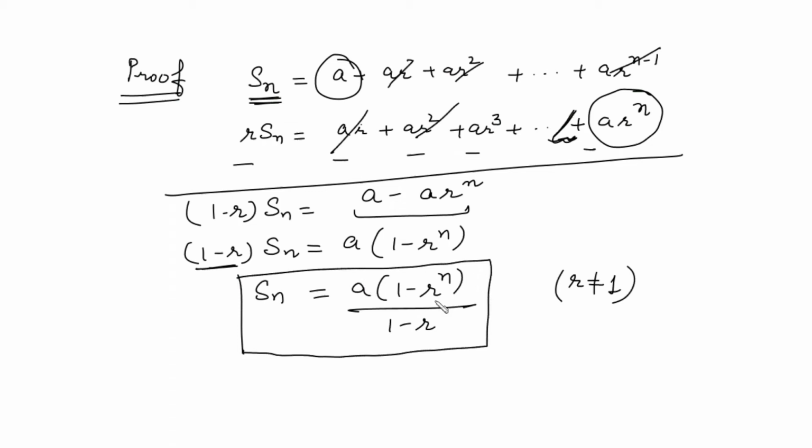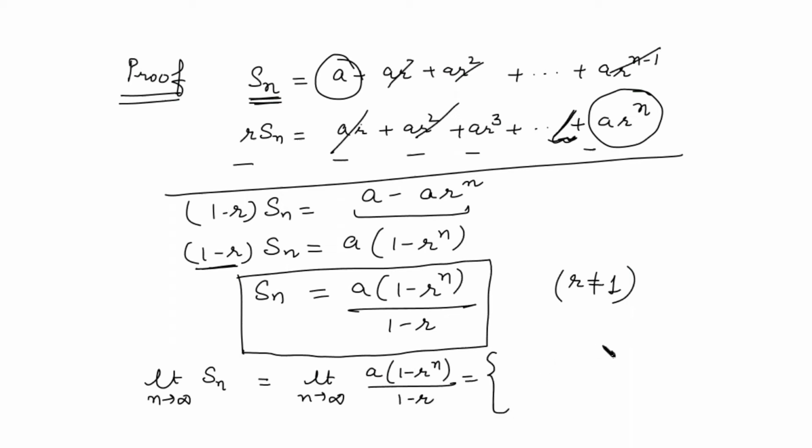Next we will find the limit of this Sn. If this limit is finite, we will say our series is convergent, otherwise not. So find the limit as n approaches infinity of Sn. This will be the limit as n approaches infinity of a times 1 minus r to the power n upon 1 minus r. Whenever the mod of r is less than 1, the limit as n approaches infinity of r to the power n will be 0. So your sum will be a upon 1 minus r, which is a finite number.